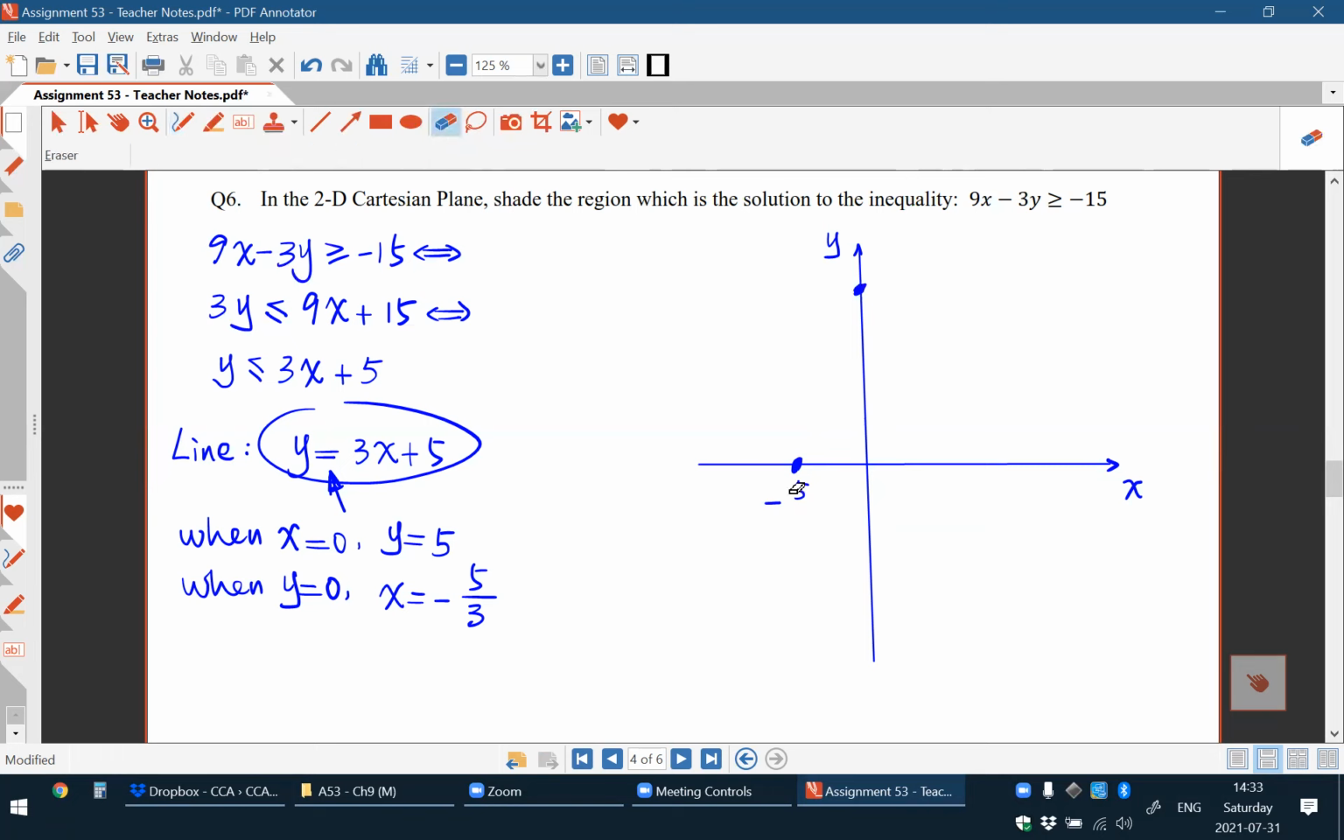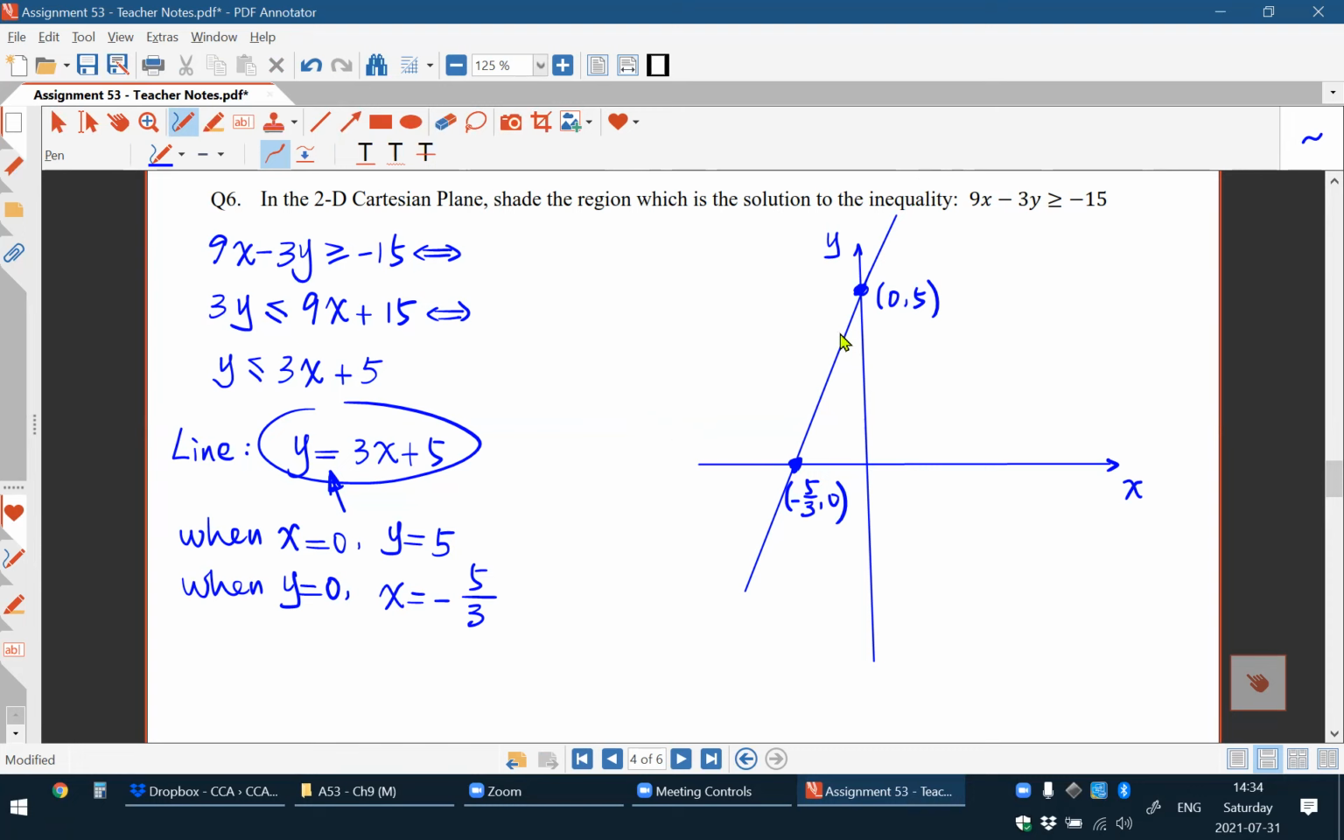So what I mean is, when you draw the line here like this, remember to specifically write the coordinates of the two points, right? This point is (0, 5). This point is (minus 5 over 3, 0), right? In this way, it is clear that this line passes through these two points, right?